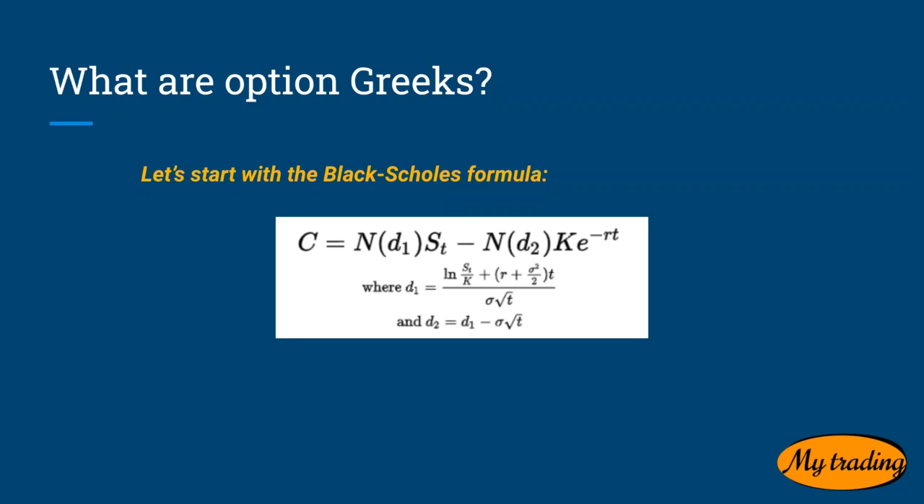Okay, so as we get into option Greeks, the first thing you have to do is you really have to understand the Black-Scholes formula. You need to memorize it. You need to know how to work through it. Just kidding, not really.